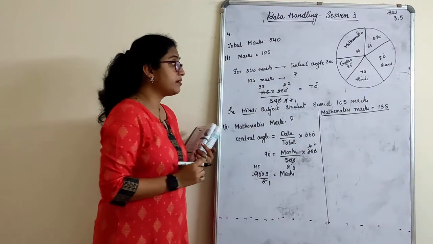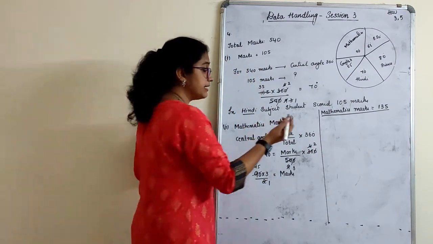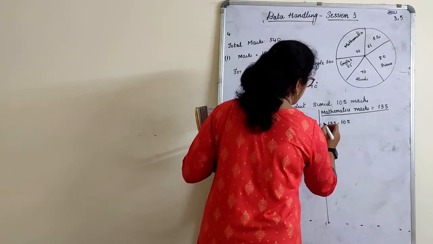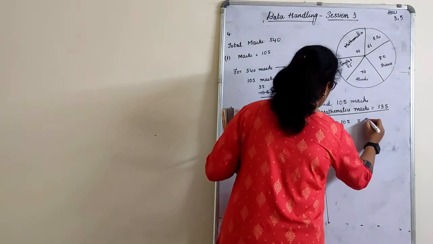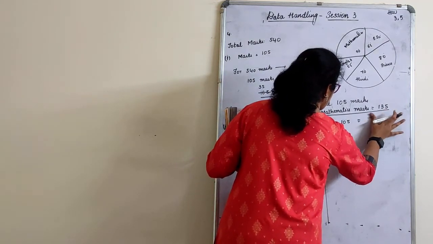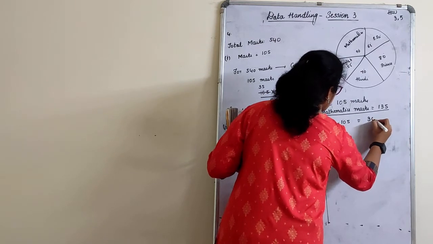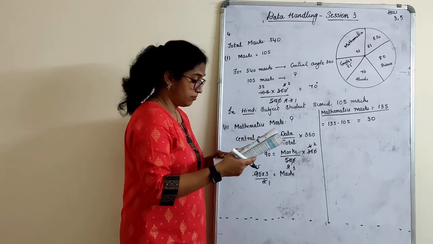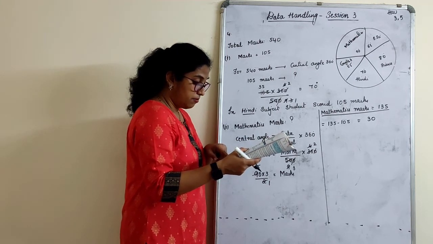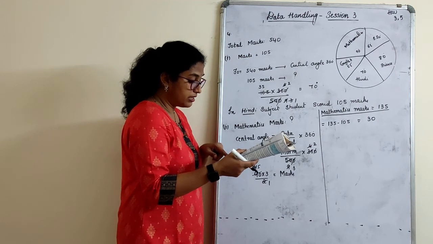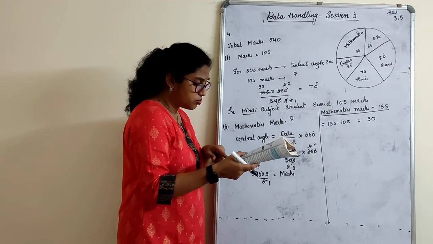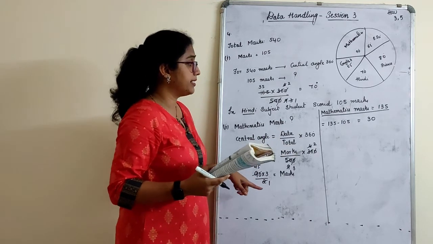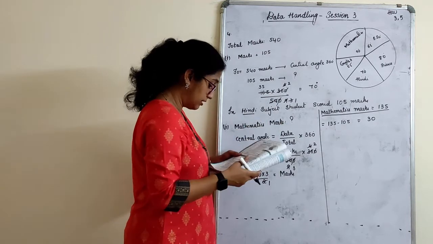But the question is asking by how much more marks they have scored in mathematics than Hindi. Simple. So 135 minus 105. What you can write here is, by 30 marks the student obtained more in mathematics than in Hindi. Okay, that's the conclusion there.